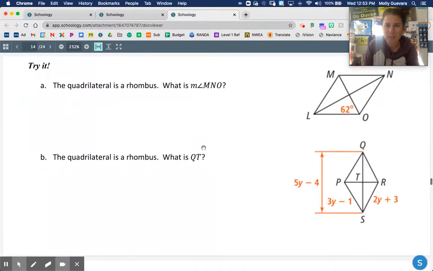Okay, so our first one says LMNO is a rhombus. What is the measure of angle MNO? So you're going to find out what that angle is. The second problem says PQRS is a rhombus, and then what is the distance of QT?